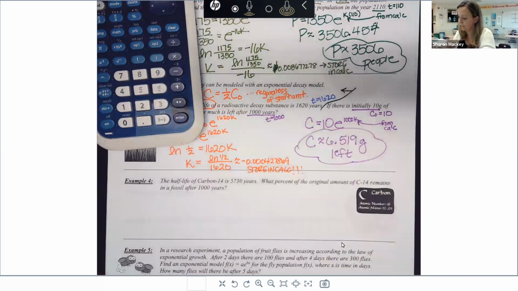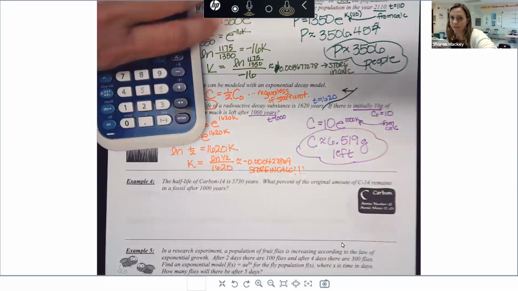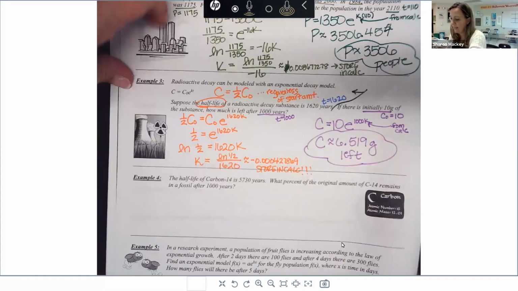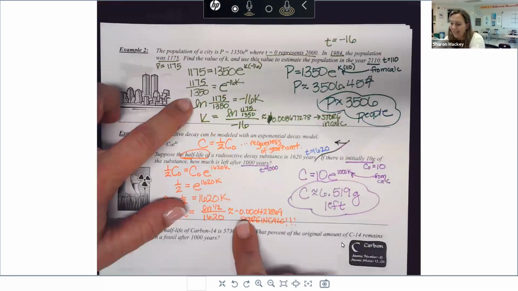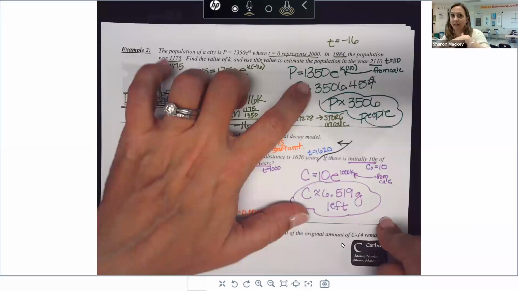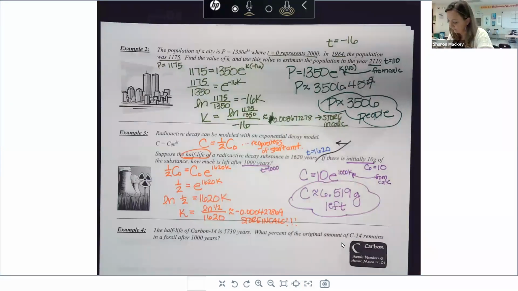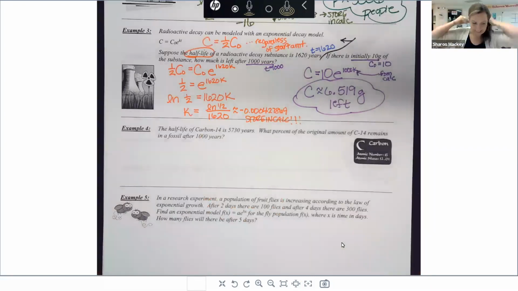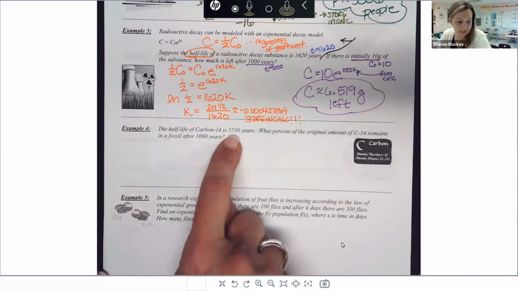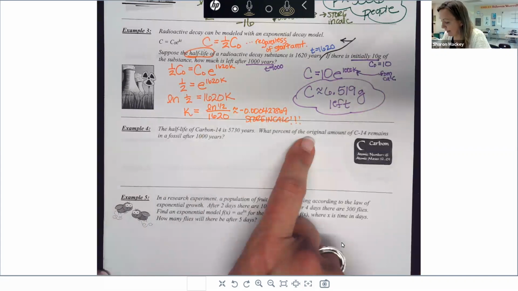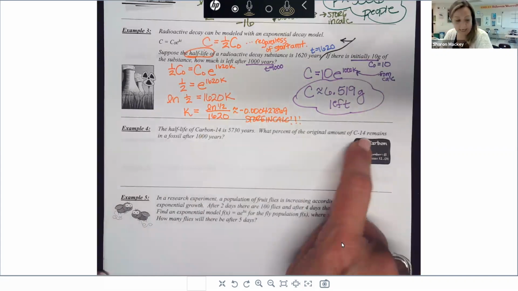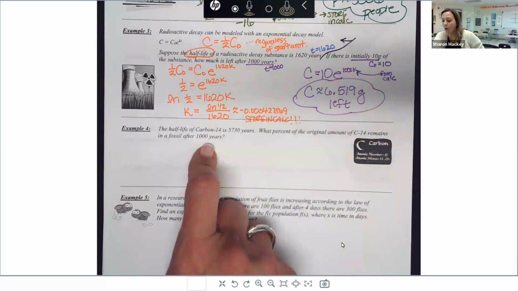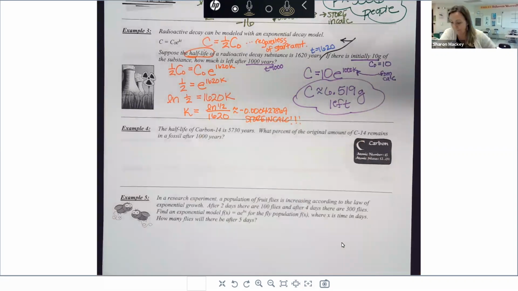All right. So those are the two parts of the problem. Notice that we find what K is, and then we can use it with the new amount of time that they're giving us. So this is going to be very similar. It says the half-life of carbon is 5,730 years. What percent of the original amount of carbon-14 remains in a fossil after 1,000 years? Okay, well, first we have to figure out how much is going to be left.